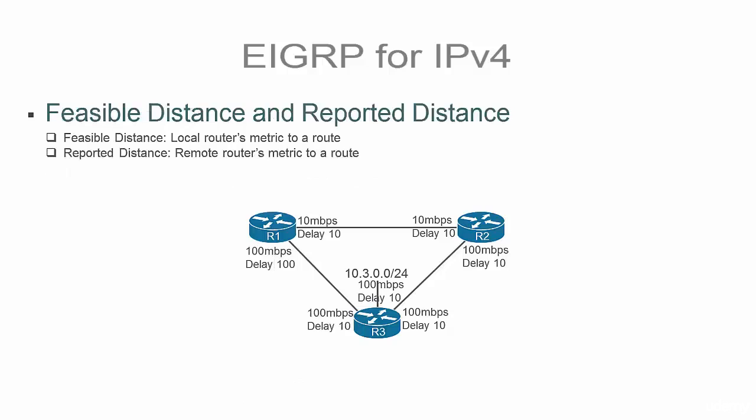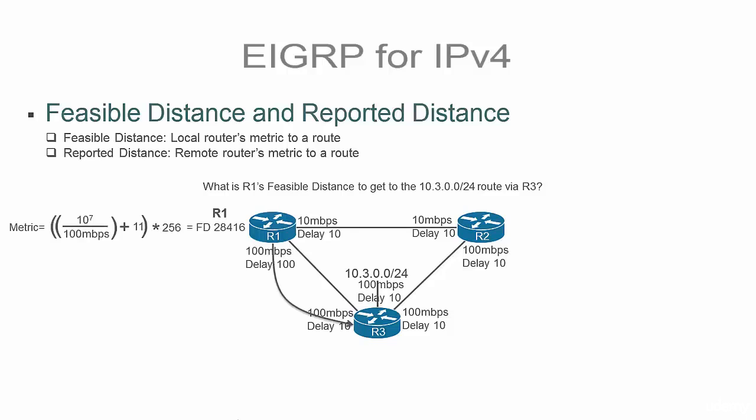Once our EIGRP metrics have been calculated, EIGRP classifies metrics as feasible distance and reported distance. Feasible distance is a local router's metric to a route, while reported distance is a remote router's metric to a route. Let's take a look at an example of how we would determine a feasible distance. So what is R1's feasible distance to get to the 10.3 network via R3? That would simply be the local metric that we calculated in the last example. So our feasible distance for that path would be 28,416.